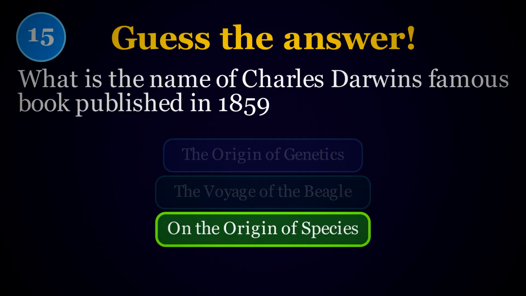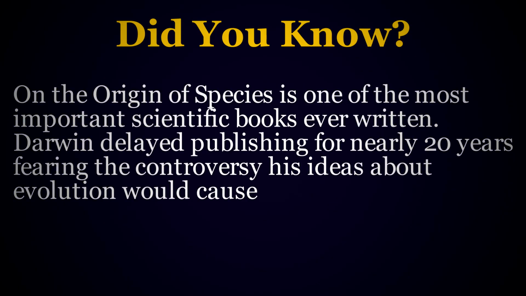The correct answer is On the Origin of Species. A quick fact for you: On the Origin of Species is one of the most important scientific books ever written. Darwin delayed publishing for nearly 20 years fearing the controversy his ideas about evolution would cause.